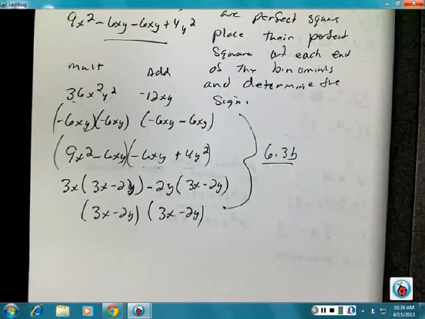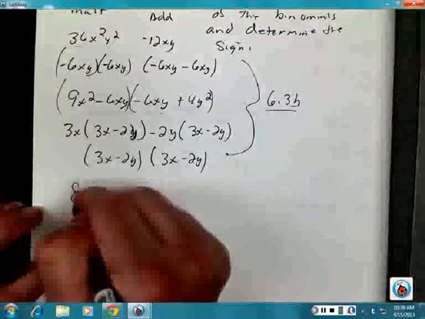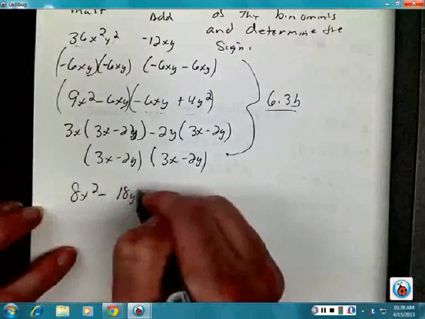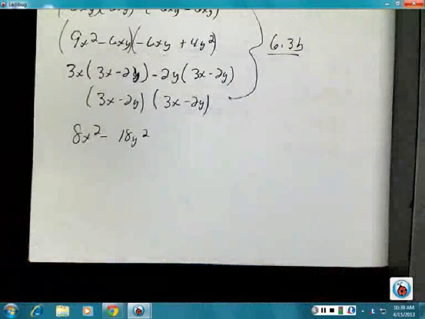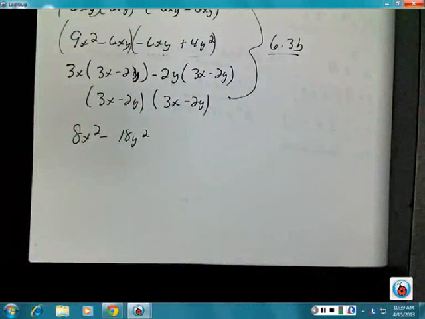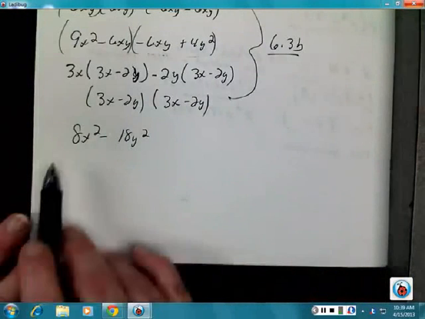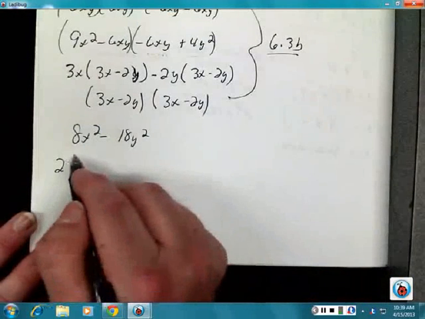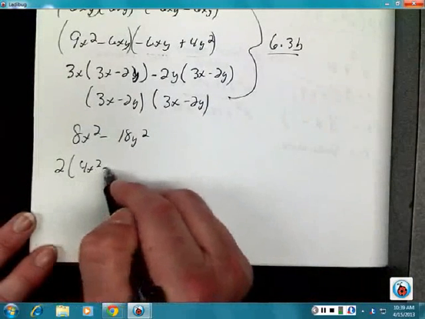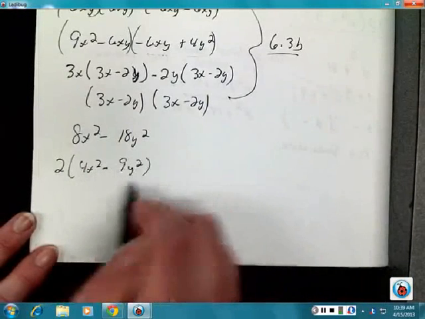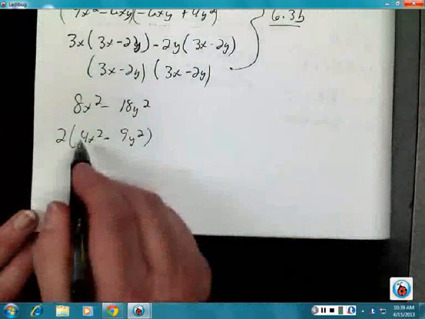Alright, 8x squared minus 18y squared. Because that's not perfect squares either, right? Well, but look at it. What can I pull out? A 2 leaves me with 4x squared minus 9y squared. Now they're perfect squares.